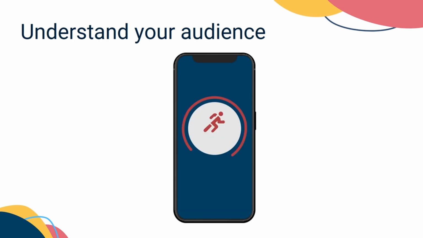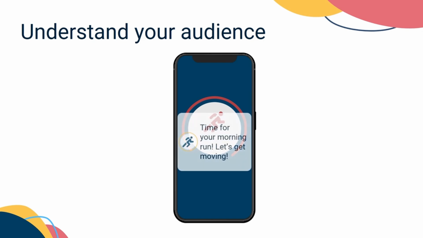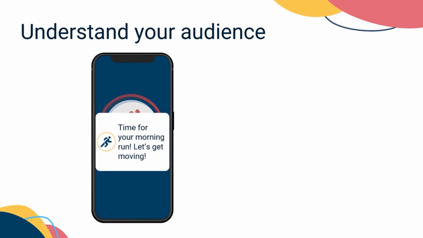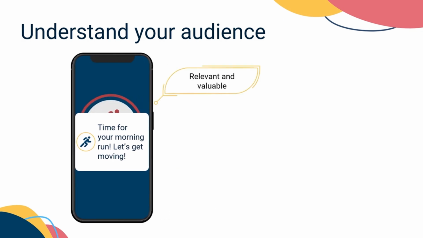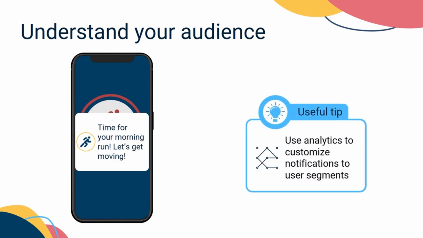Consider a fitness app that tracks user workouts. If your users prefer morning workouts, you can send them a personalized message like, "Time for your morning run. Let's get moving." This kind of personalization makes your notifications more relevant and valuable to your users. Here's a useful tip. Leverage analytics tools to collect user behavior and preferences data. This data can help customize notifications for specific user segments.